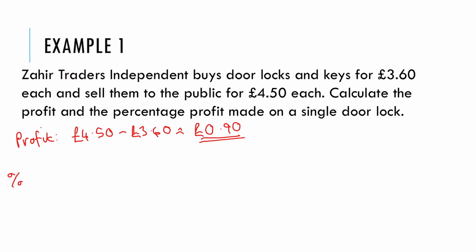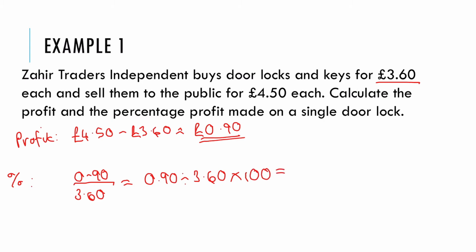Now we're going to come up with the percentage profit. So we take the actual profit, which is 90p, and we put it over the original cost. So you need to read through the question and make sure you pick out what did it cost them to buy it in the first place. £3.60. So you divide the top by the bottom and multiply by 100 to change that into a percentage, and that gives us 25%. So on each one they sell, they are making a 25% profit.